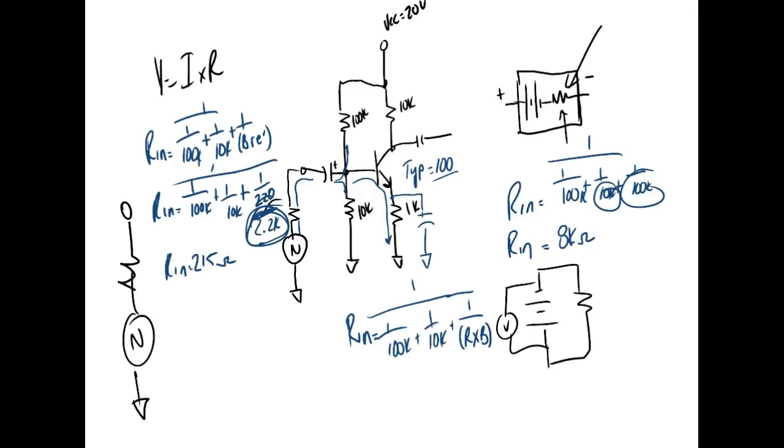I'm sorry, what would R_EN be? It would be 100K reciprocal, 100 times 10 to the third reciprocal, plus 10 times 10 to the third reciprocal, plus 2200. Reciprocal equals reciprocal. So we're at 1.8K. Still, we're going from 8K to 1.8K. So the advantage of not bypassing is you get a higher input resistance, right?